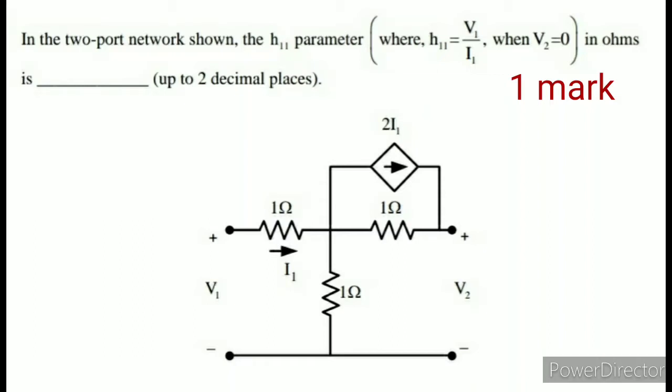Hello friends, in this video I will be solving GATE Electrical 2018 network questions. In 2018, electrical networks had a weightage of around 13 marks, which included 3 1-mark questions and 5 2-mark questions. This is the first 1-mark question that you are seeing on your screen.